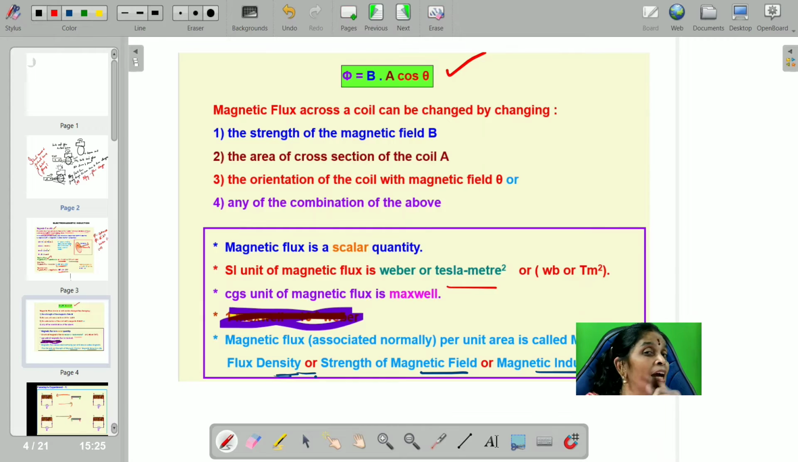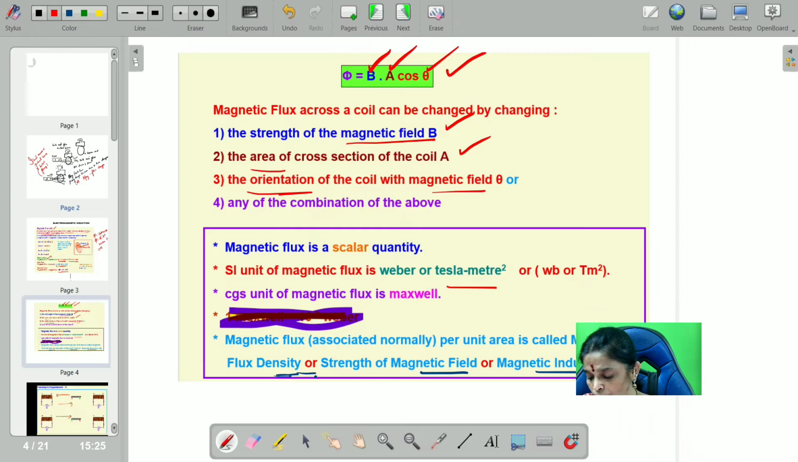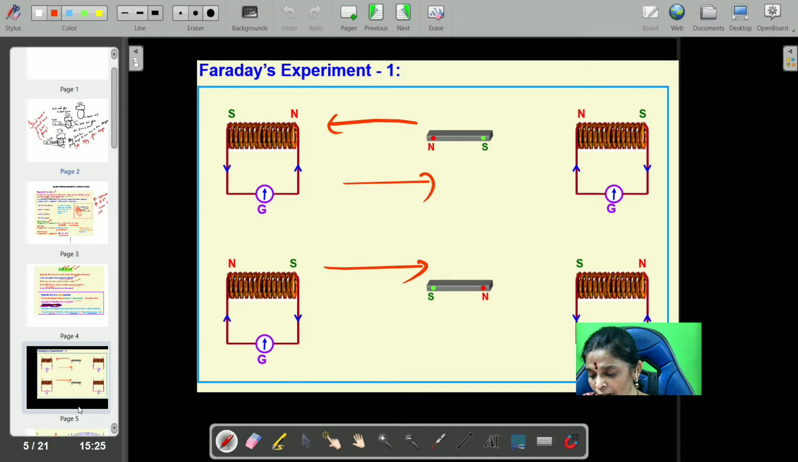I have already told you if there is a change in flux, induced current is produced. What are the ways of changing flux? Number 1, changing B, the strength of the magnetic field. Number 2, changing area, the area of cross section of the coil. Number 3, changing theta, the orientation of the coil in the magnetic field. Any combination of the above produces an induced EMF. Got it, children? Now we are going straight to Faraday's first experiment.